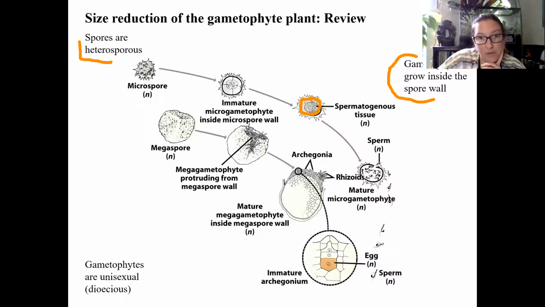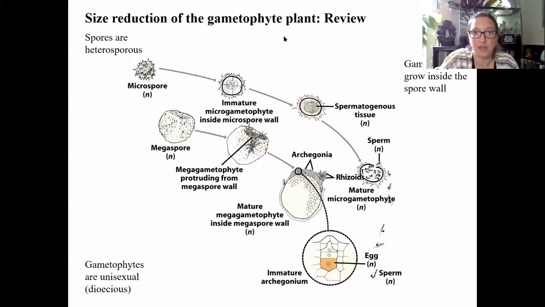Female gametophyte plant. Here she is poking out just a little bit. She's poking out just a little bit outside, but she's inside of this megaspore, right? She has more of a full body than the male gametophyte plant, because the male gametophyte plant is a single antheridium, whereas the female gametophyte plant still has, she's got lots of archegonia. She even has rhizoids. I mean, she's a lot bigger and has a lot more of the things we're used to talking about with the gametophyte plant. But size reduction in gametophyte plants in heterosporous species, gametophytes grow inside of the spore wall. That is important, important, important.